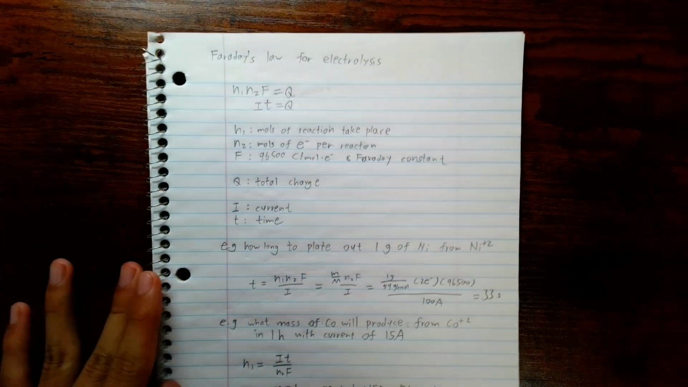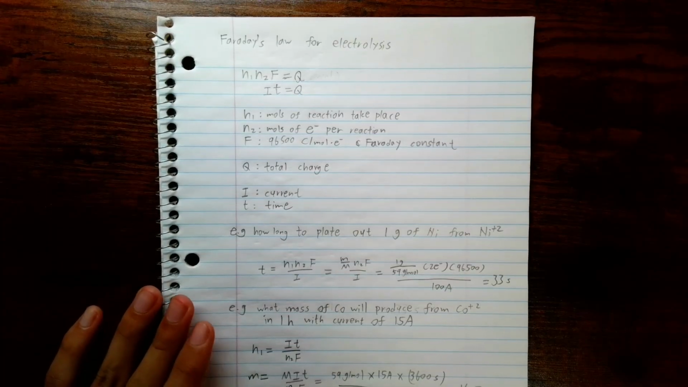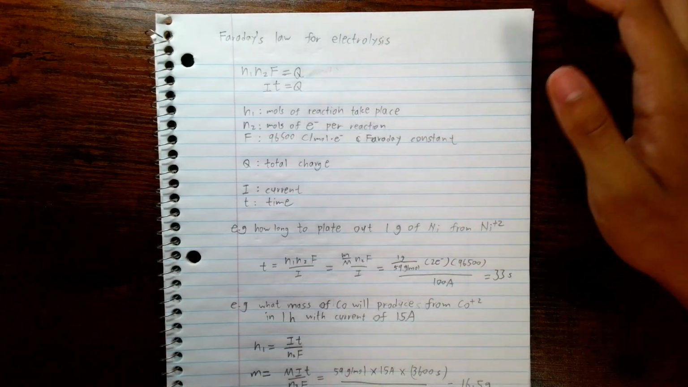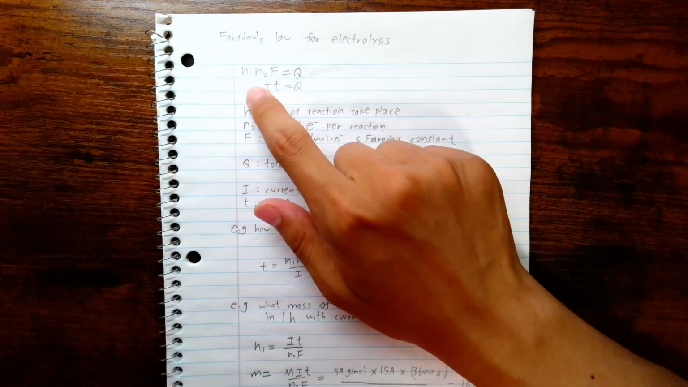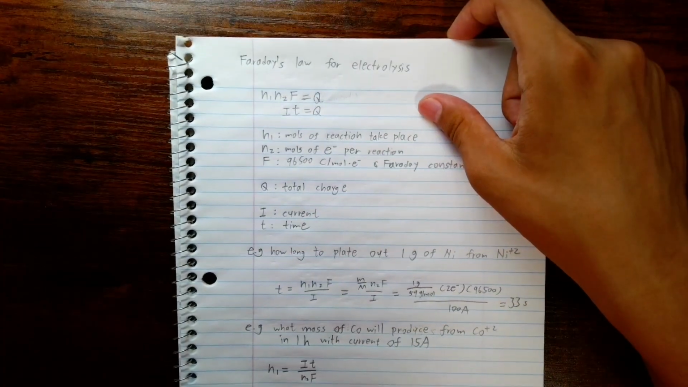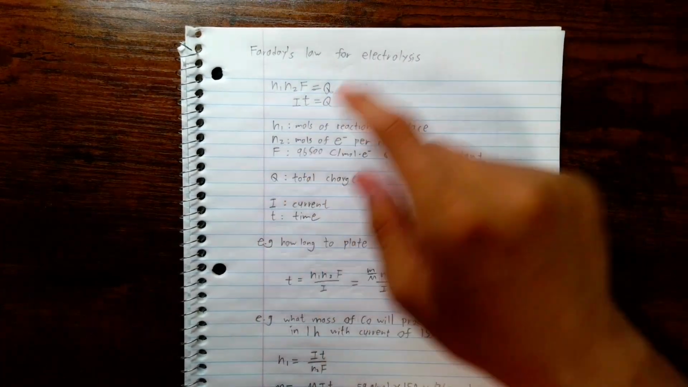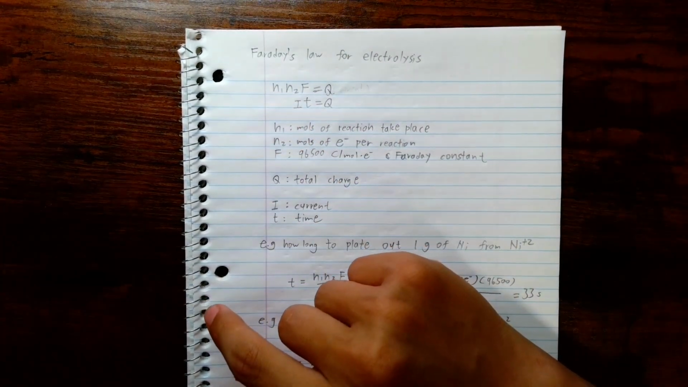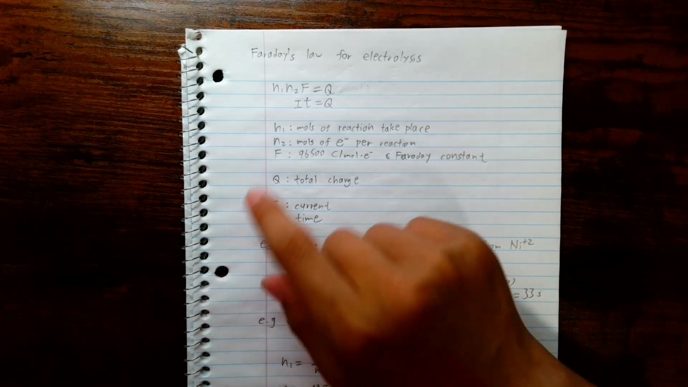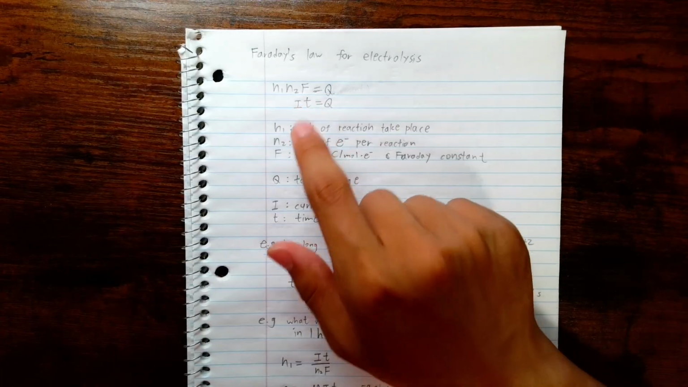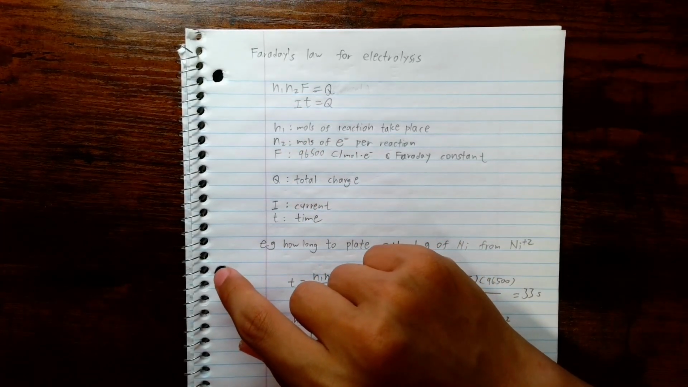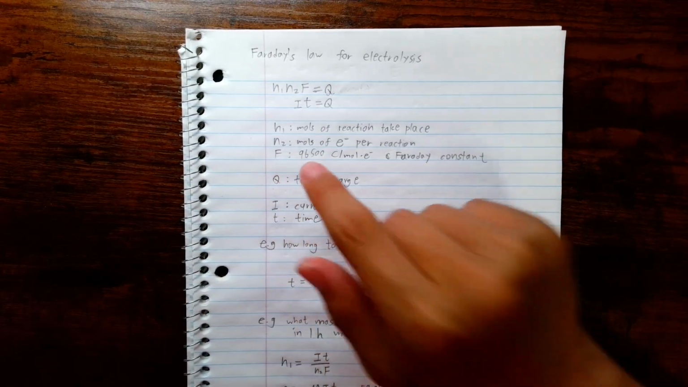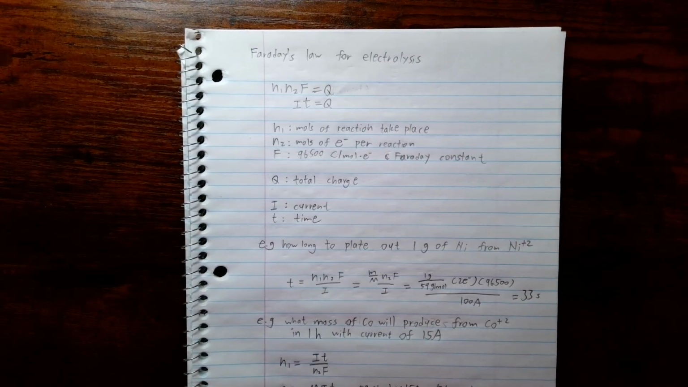Okay, finally, these are the final equations we need to learn for the whole unit, which is the Faraday law for electrolysis. The first one is going to be a new equation, sorry. n1 is the number of moles of a reaction that take place, and n2 is the moles of electrons that's being exchanged during the process. And here, this thing is the Faraday constant. It's just a constant, so you don't need to worry about that.